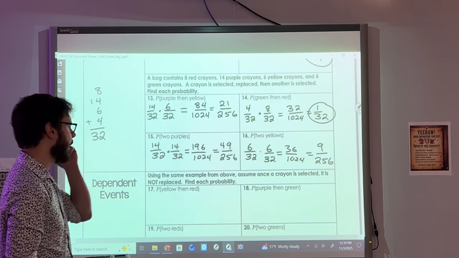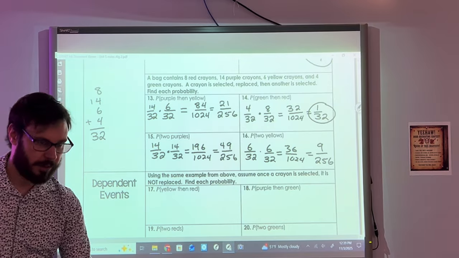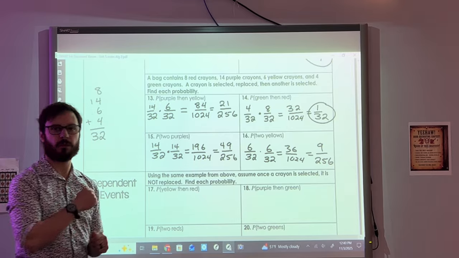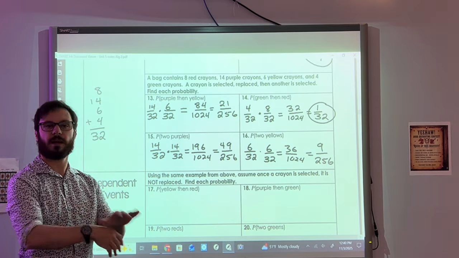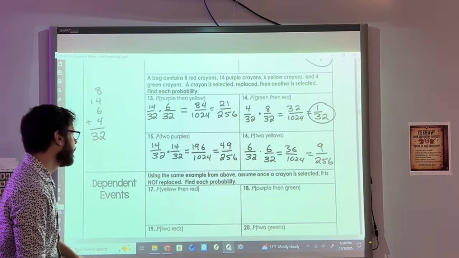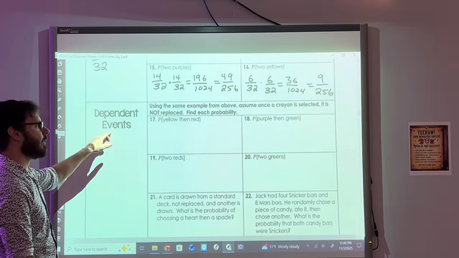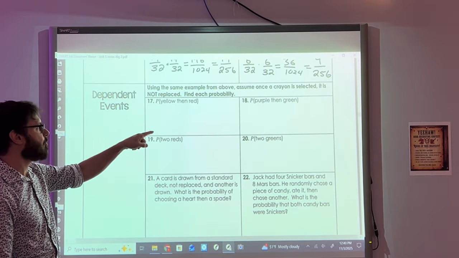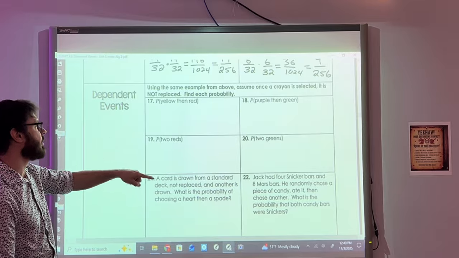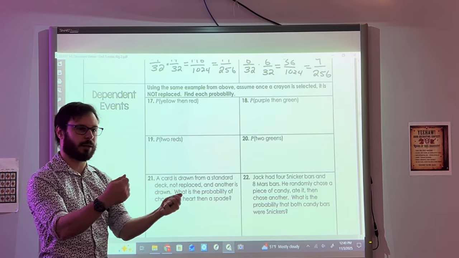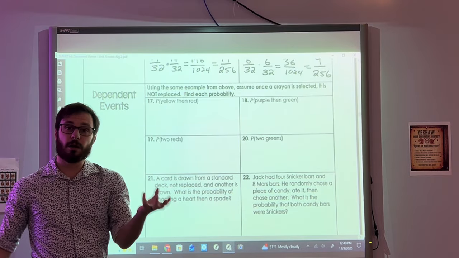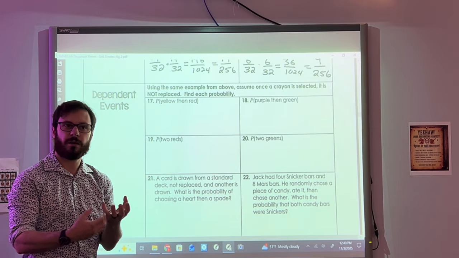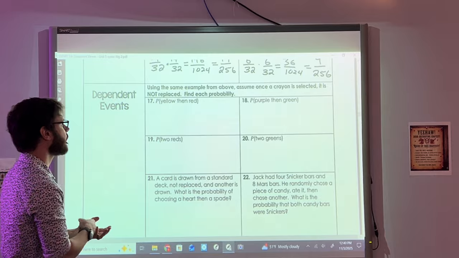Okay. All right. Now, independent events don't affect each other. The first pull of the bag, as long as I put that crayon back, does not affect the second pull of the bag. But dependent events are completely different. Using the same sample space from above, assume that once a crayon is selected, it is not replaced. I took that crayon, I pulled it, and I chucked it across the room. It's no longer in the bag anymore. So the second event is going to be different because of the impact of the first one.